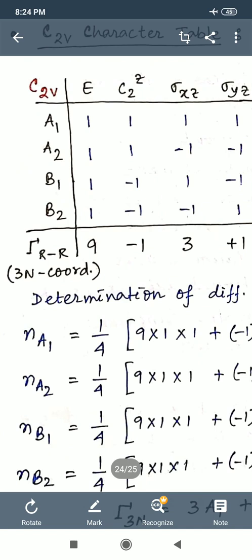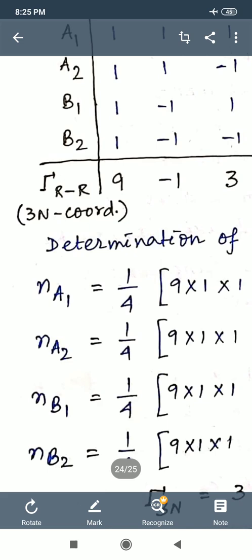Then with respect to the A1, with respect to the sigma xz also, the number is 1, and in case of sigma xz there is no 2, 3, nothing is there, only 1 is there. So 3 into 1 into 1, and at last the reducible representation is 1. In case of A1 and sigma yz, the character is 1, and for sigma yz that is 1. Okay, so that's why you can check, I have written 1 by 4.